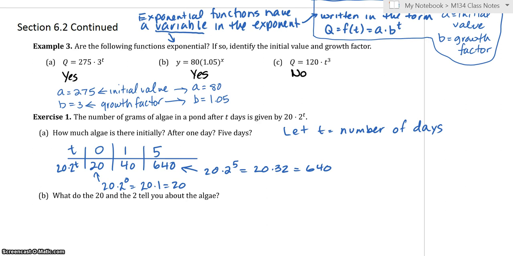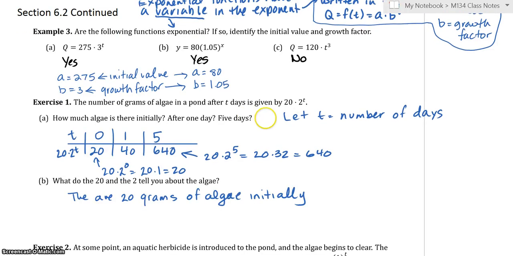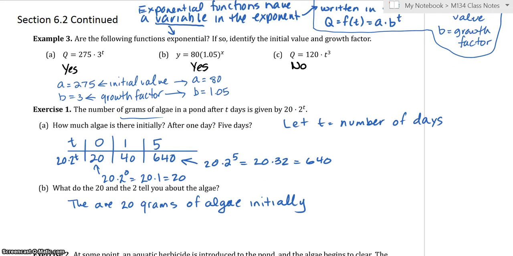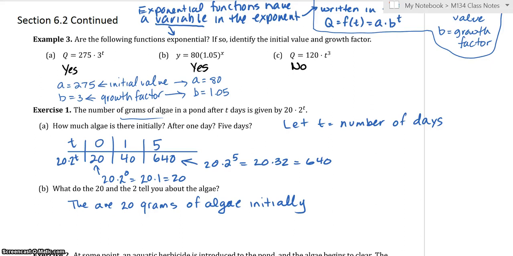What do the 20 and the 2 tell you about the algae? Well, we already know the 20 was the initial value. And we didn't write this down, but they said that the algae was in grams. So that tells us there are 20 grams of algae initially. So that's what the 20 tells us. The 2, what does the 2 tell us? The 2, if you remember, was the growth factor. So it tells us that 2 is the growth factor. Great.